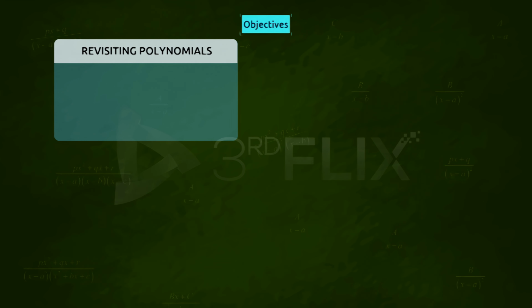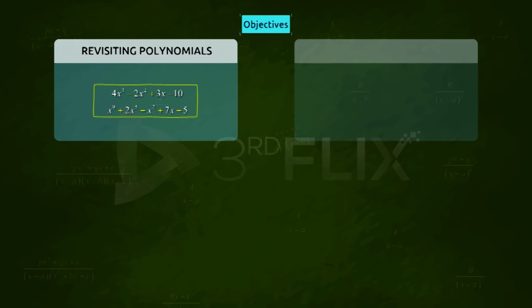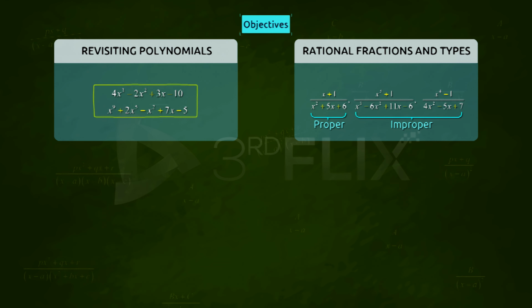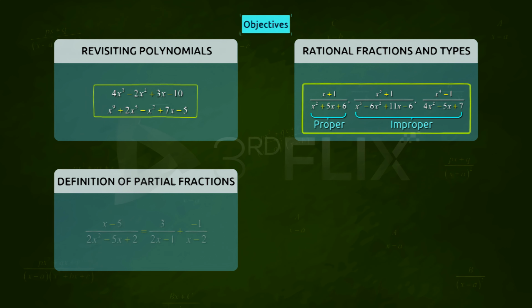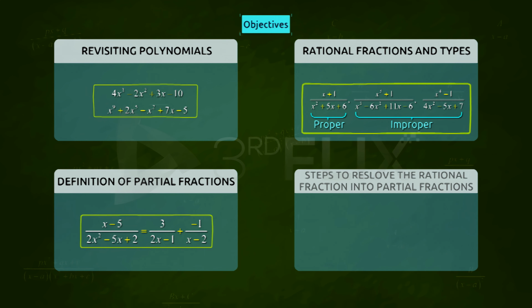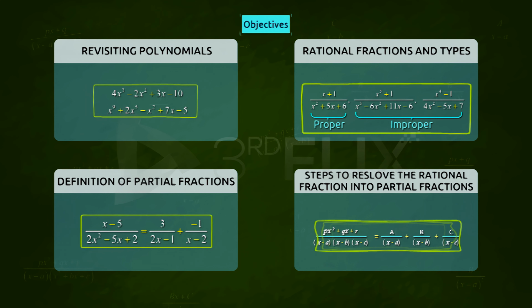First one, revisiting polynomials. Second, rational fractions and types. Third, definition of partial fractions. Fourth, steps to resolve the rational fraction into partial fractions.